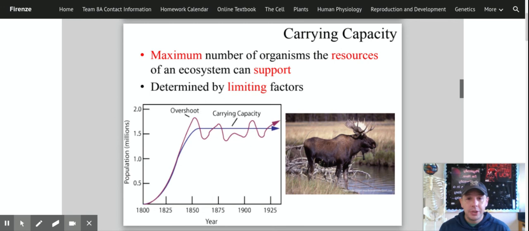So the moose start to reproduce again until their refrigerator is bare. There's no more resources for them. There's no more living space. There's no more food for them to eat. There's no more mates for them to mate with. So they start to die off and they go back below the carrying capacity.